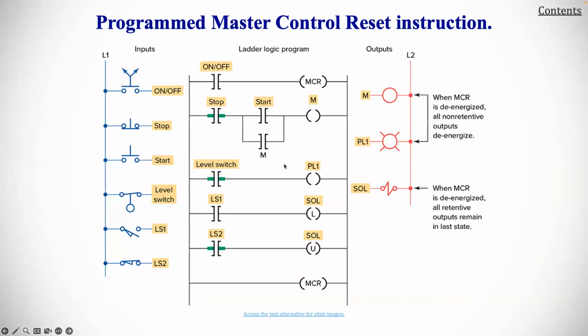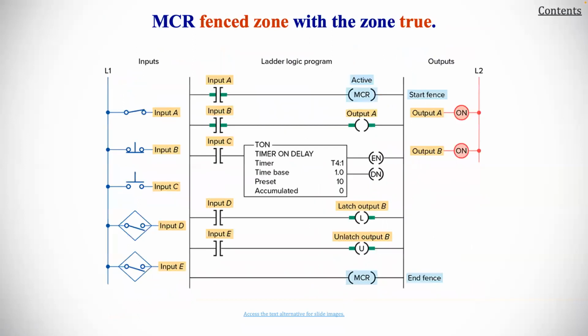You can have something programmable with the PLC, with the MCR, as well as a switch. So here's what the programmed master control reset instruction would look like in ladder logic. You can pause the video or go to the textbook to look over that in more detail.